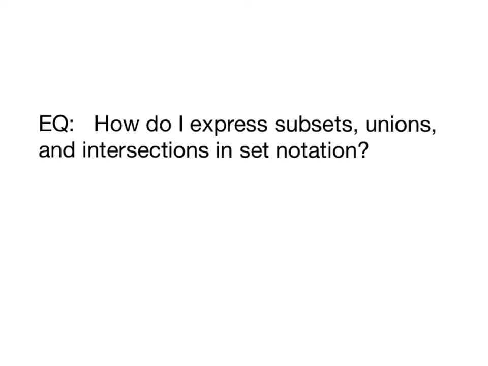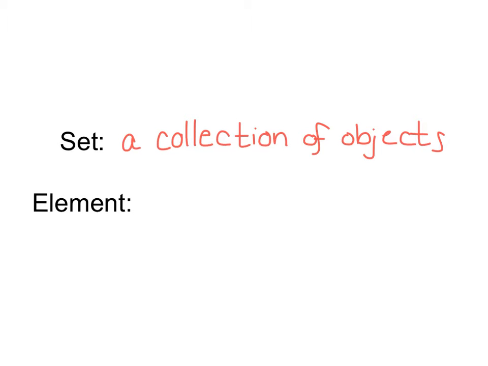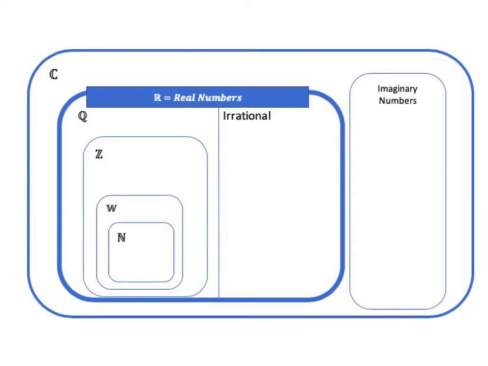In this lesson, we're going to examine how to express subsets, unions, and intersections in set notation. So some quick vocab off the start. A set is simply a collection of objects, and each object in the set is known as an element. The sets that you're very familiar with, or should be at this point, would be your sets of real numbers, and I'm going to extend that today into our imaginary and complex numbers.